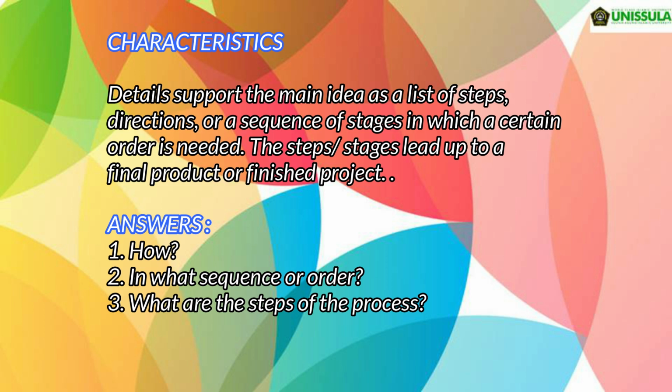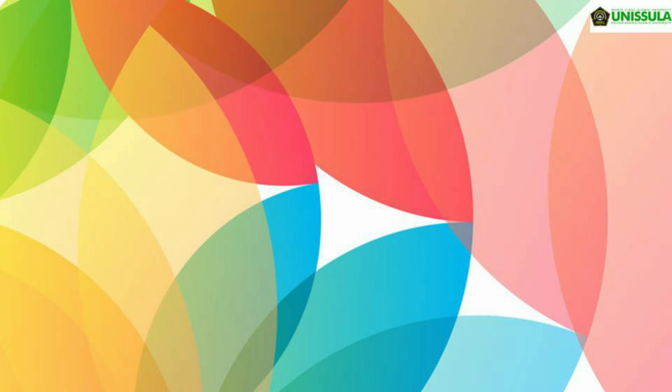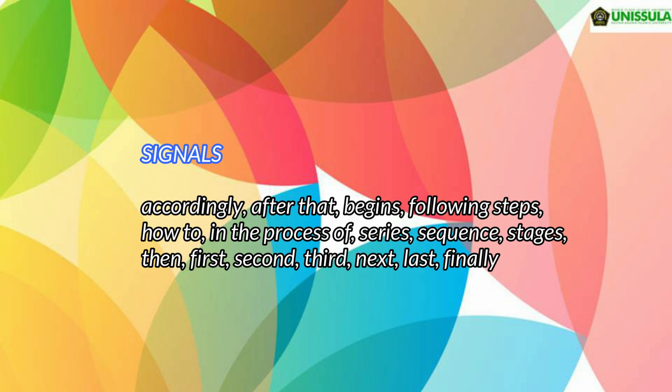There are three questions that you should answer with the process pattern of organization. The first question is how, the second question is in what sequence or order, and the third question is what are the steps or the process. We are going to use some signals here, like accordingly, after that, begins, up to, finally. This is about the signals.